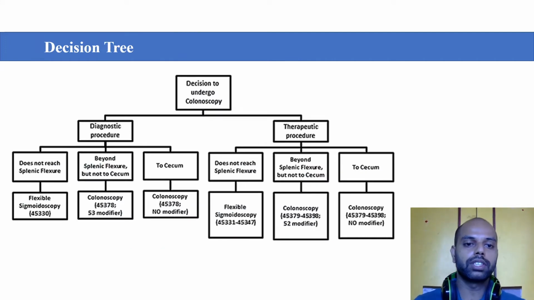Here we have a decision tree. Based on this decision tree, we can accurately code the colonoscopy procedure. First, we have to identify whether the colonoscopy was done for diagnostic purpose or therapeutic purpose. If the procedure was done for diagnostic purpose, check where the scope is reaching.